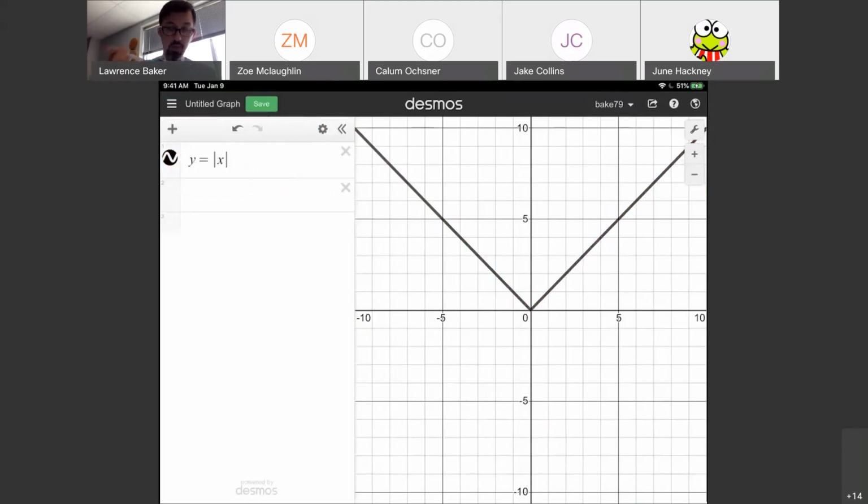Okay, so here's our parent function, and this is the absolute value of x. This is the most basic graph of this type there is. Okay? And I'm going to take a screenshot of this so I can bring it into my notes and we can draw on it a little bit. Oops, that didn't work.